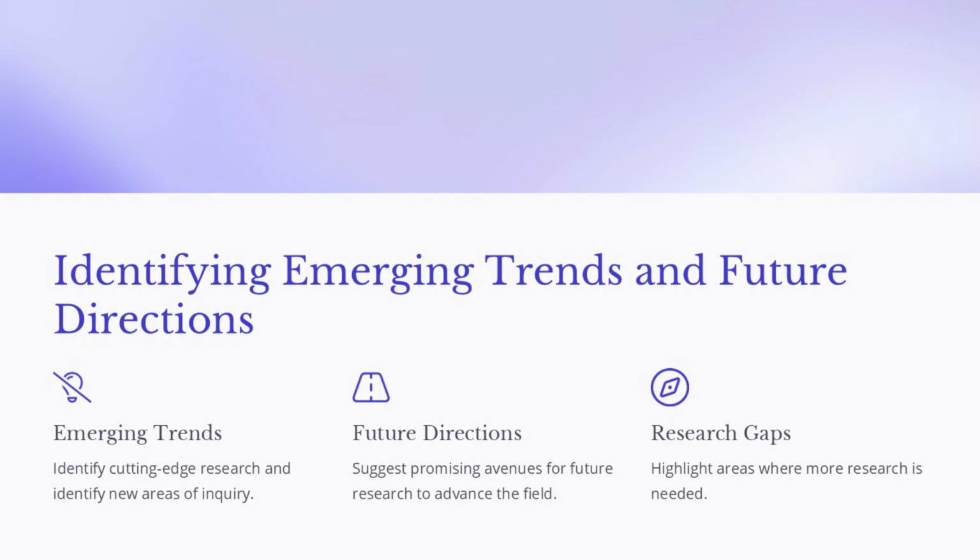Future directions are the promising avenues for further research that can advance the state of the art. Identifying these can help guide the field's progress. Research gaps are the areas where more work is needed to fill in missing knowledge or address unresolved questions. Highlighting these can inform the priorities for future research. I'll dive into each of these topics in more depth over the next few slides.